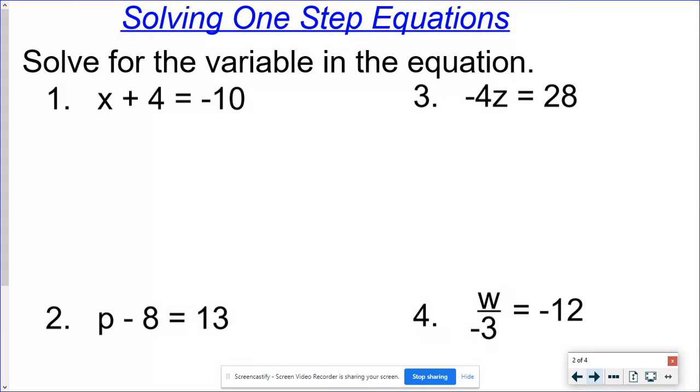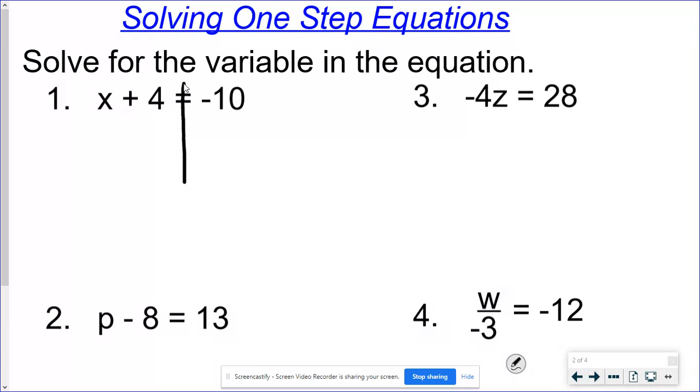So when we are solving one-step equations, like these four problems right here, we've got one of each kind: addition, subtraction, multiplication, and division, just to remind you of how we show our work. And when we do the work for this assignment, you need to show the work, just like we did when we started all of this.